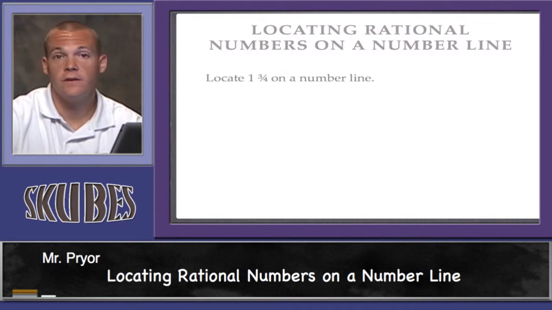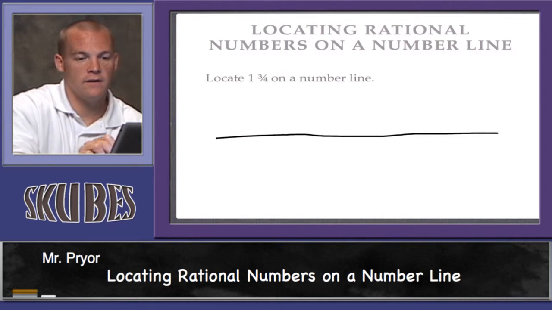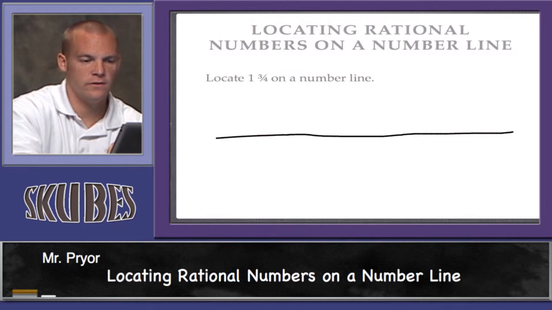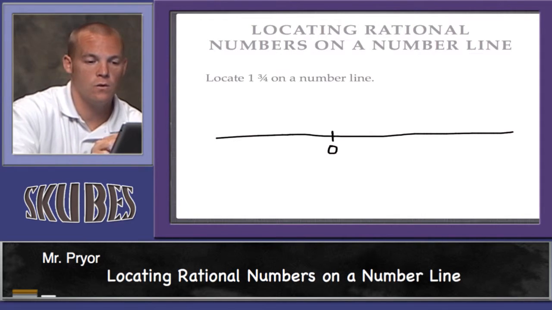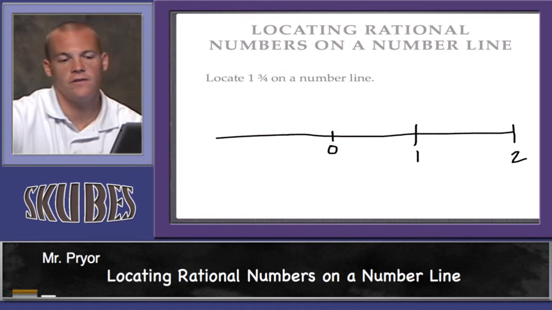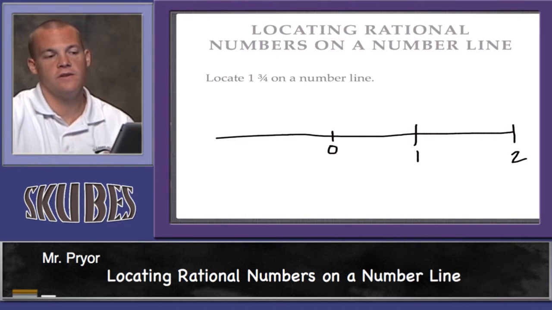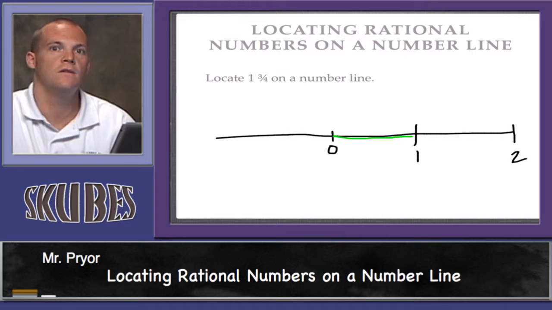Locate 1 3/4 on a number line. So first of all, your standard number line, I'll just draw a line out here, is always going to start with 0. 0 separates your negatives from your positives. And we'll put 1 right about here. And we can then put 2 right about here and give ourselves a little bit of room, because when you're dealing with 1 3/4, that means you're going to count to 1, but then you need to go 3/4 of the way to 2.